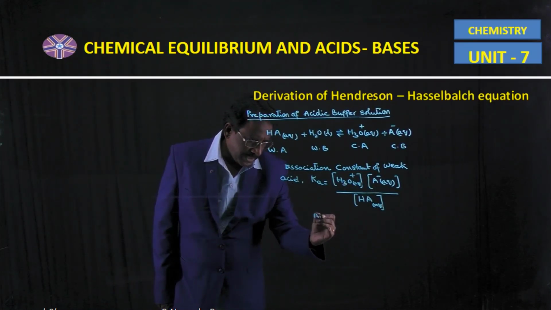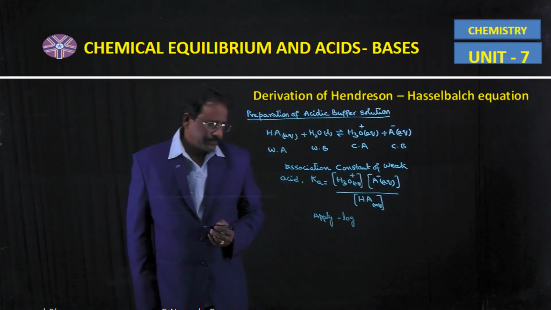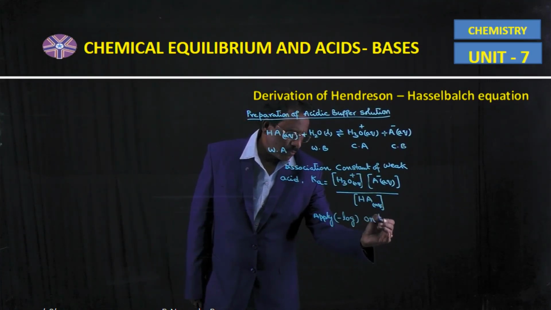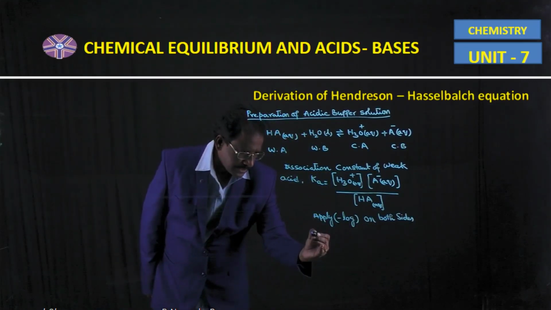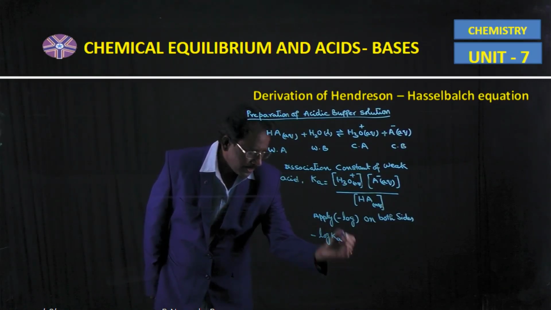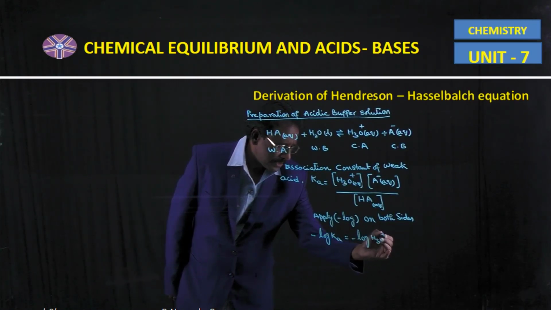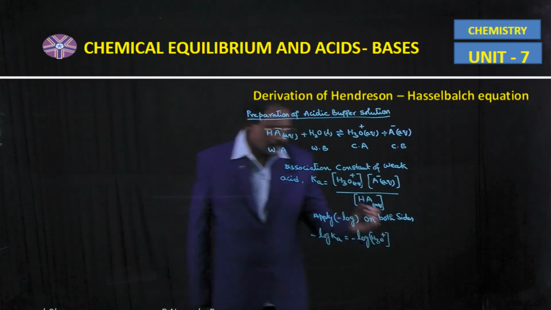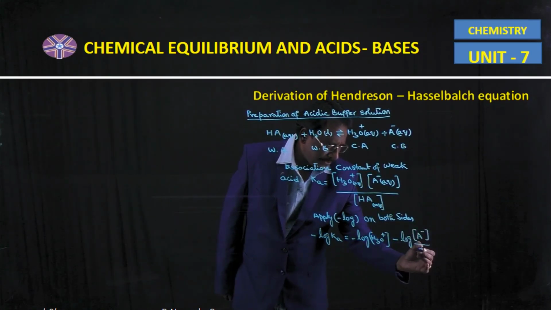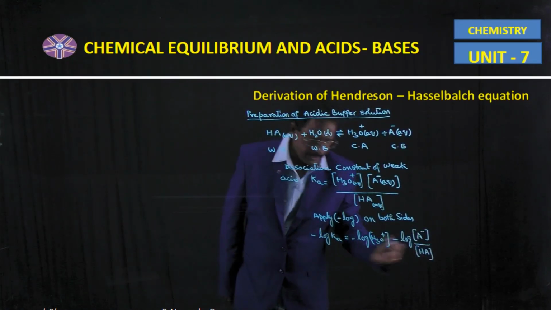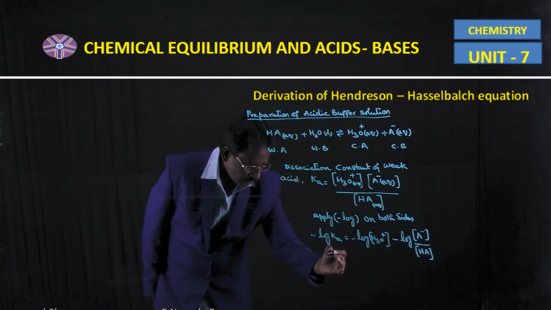Now apply minus log on both sides. Now this becomes minus log Ka is equal to minus log H3O+ active mass minus log A- active mass divided by active mass of HA. Minus log Ka is equal to pKa.